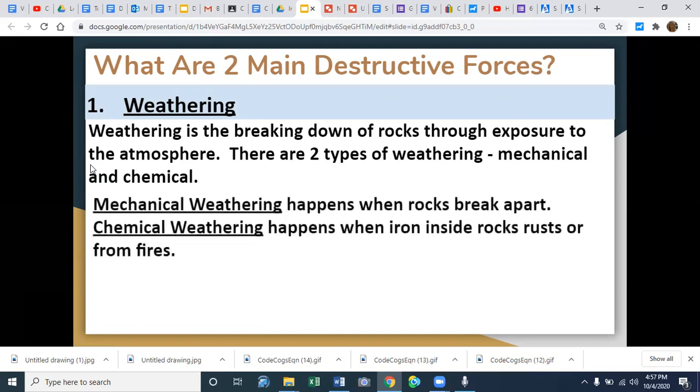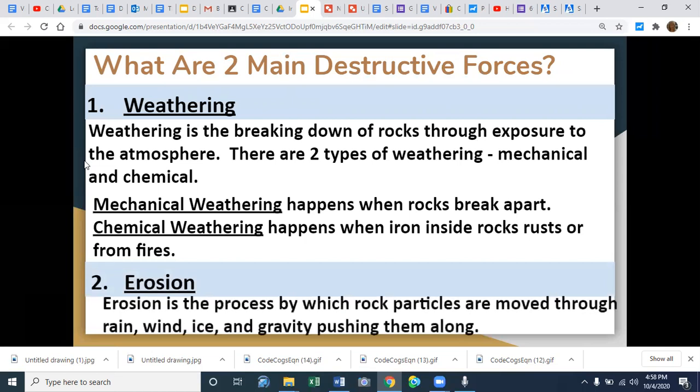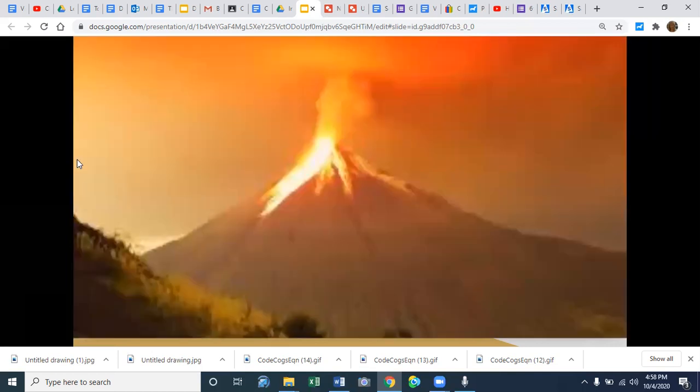Mechanical weathering happens when rocks break apart. Chemical weathering happens when iron inside rocks rusts, or from fires. So fires can cause chemical weathering as well. And 2 is erosion. That's another destructive force. Erosion is the process by which rock particles are moved through rain, wind, ice, and gravity, pushing them along. So things don't stay the same in the geosphere, do they?